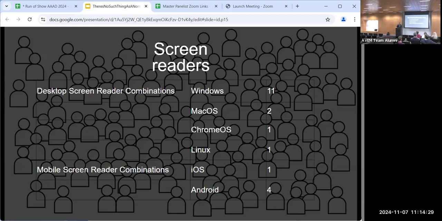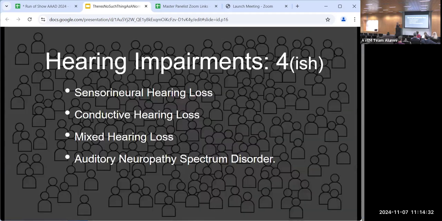Okay, under hearing impairments, there's 4-ish. Sensory neural hearing loss, conductive hearing loss, mixed hearing loss, auditory neuropathy spectrum disorder. And then we get into motor impairments.